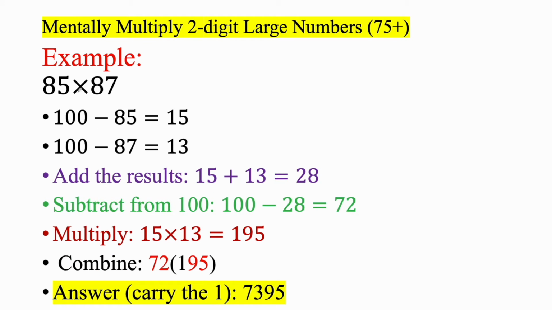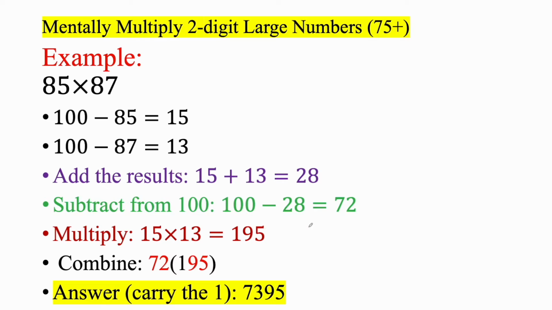So this is another example, 85 times 87. You do 100 minus 85, you get 15. 100 minus 87, you get 13. You add the result, 15 plus 13 is 28. Then we subtract from 100. 100 minus 28 is 72. Then we do 15 times 13, we get 195.